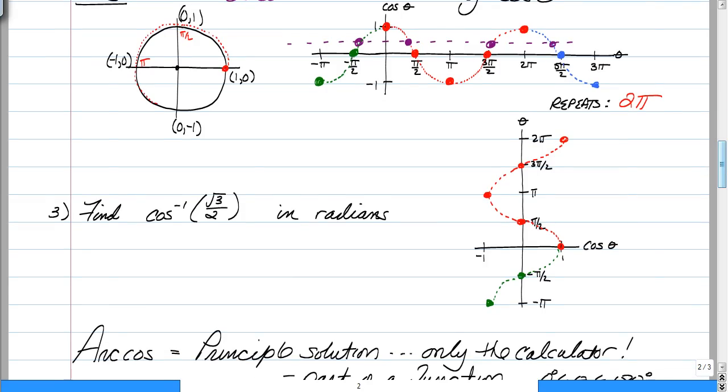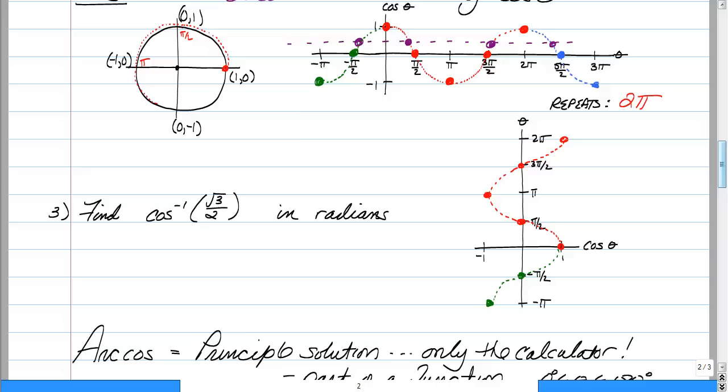So this one says find inverse cosine, little inverse cosine of the square root of 3/2 in radians. So you're going to use your calculator. You're just going to press second cosine of the square root of 3 divided by 2.